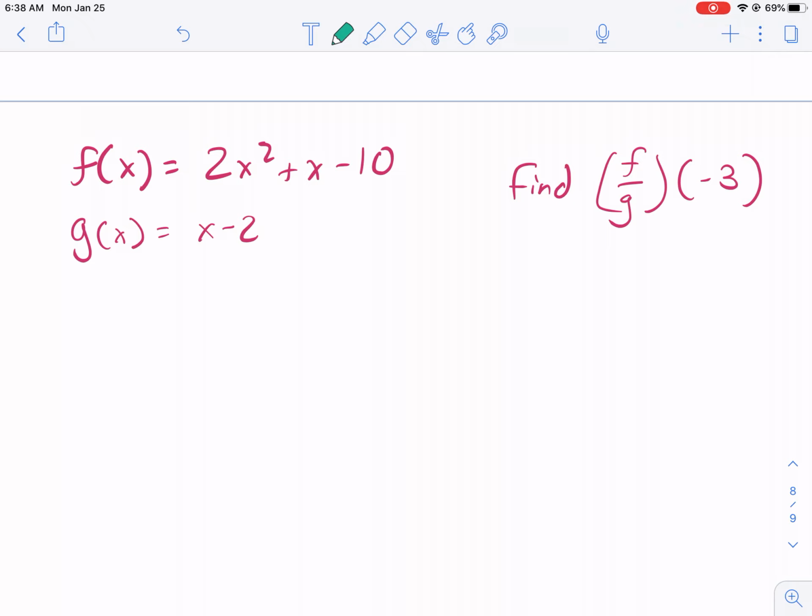So there's two ways to do it. I'm going to show you the quick way just in case you want to watch this and get out of here. The quick way is to plug in negative 3 for f, negative 3 for g, and then divide. Okay, what does that look like?